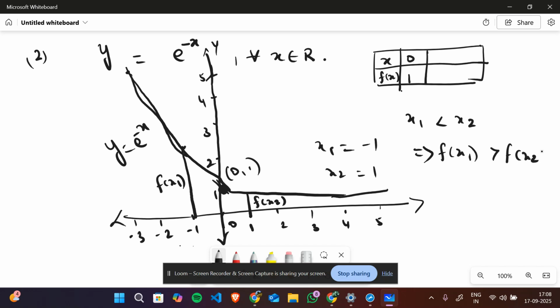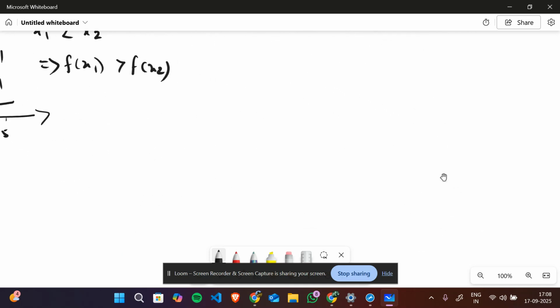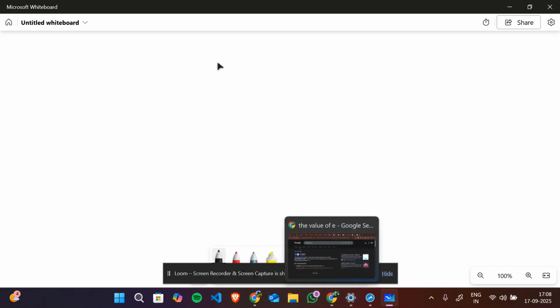Y equal to e to the power minus x is an example for a decreasing function. So far, let me recollect what we have seen and then I shall proceed with the other concept. We have seen the meaning of increasing and decreasing functions, and we have seen examples for both. When do you say that the function f of x is an increasing function? Whenever x1 is less than x2 implies f of x1 is also less than f of x2, then we say the function f of x is an increasing function.